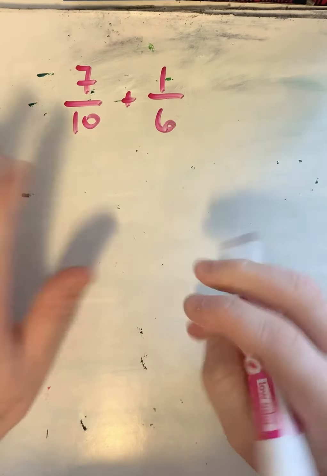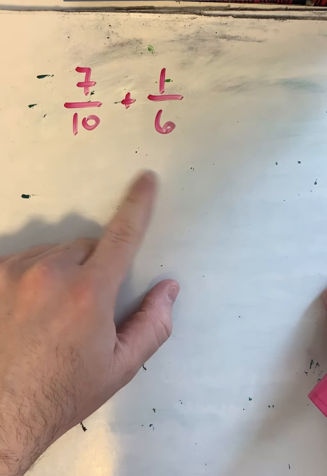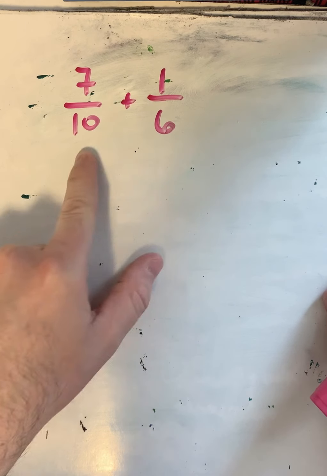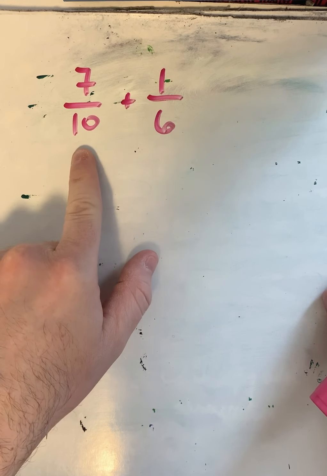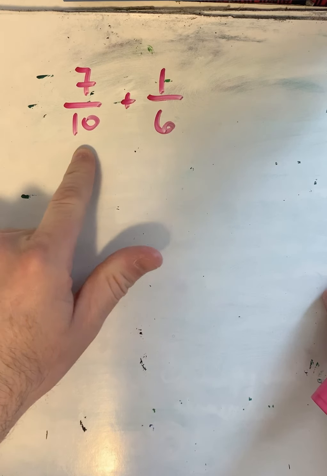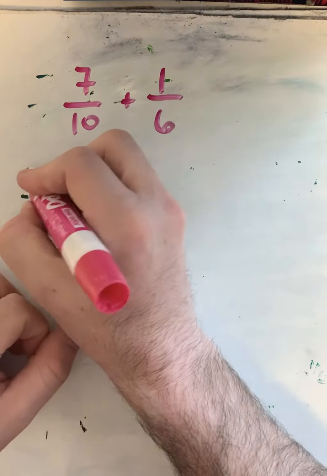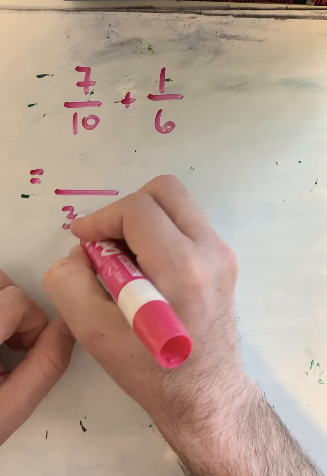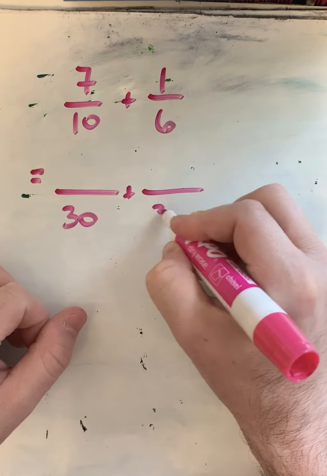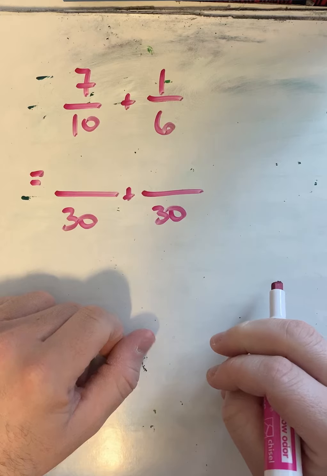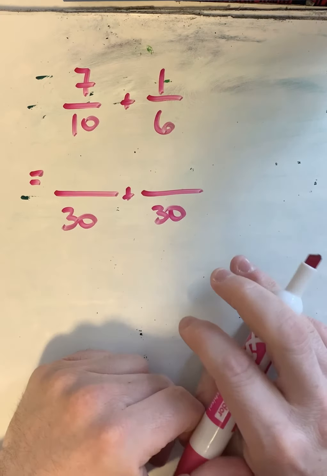Okay, so first things first, I've got to look at my denominators. What's the lowest number that they'll both go into? So 10, I'm going to count up by 10. 10, nope, 6 doesn't go into 10. 20, no. 30, yes. So I'm going to make this 30. In this case, this is the first time where we're having to change both denominators. In the previous ones, we haven't changed both denominators.